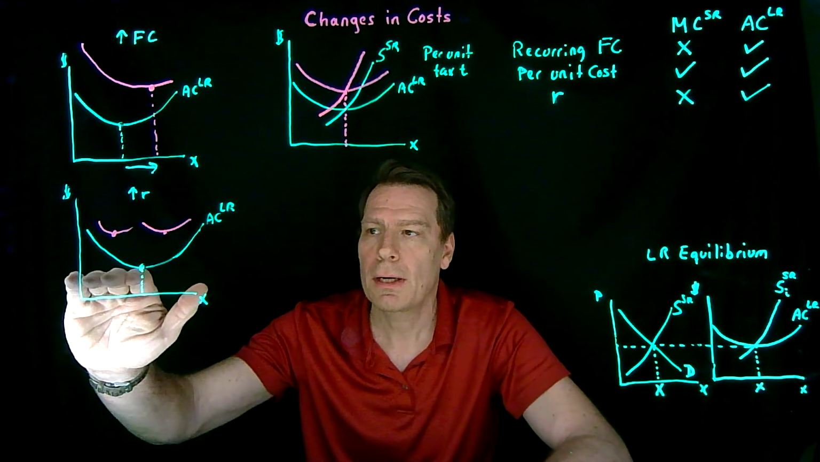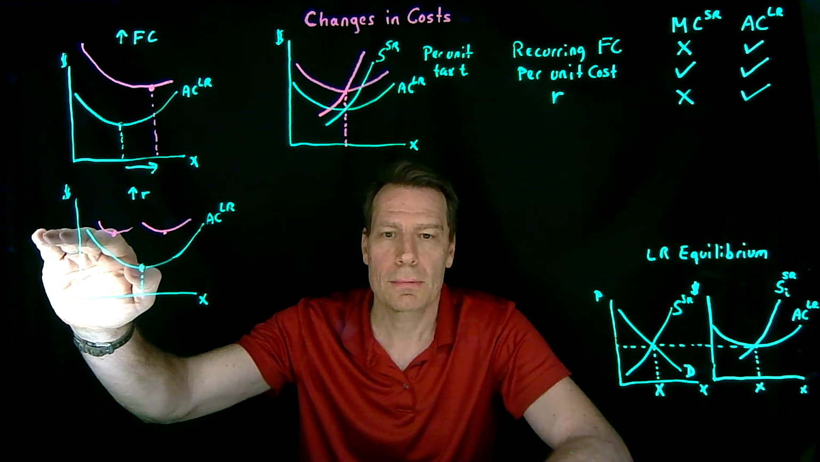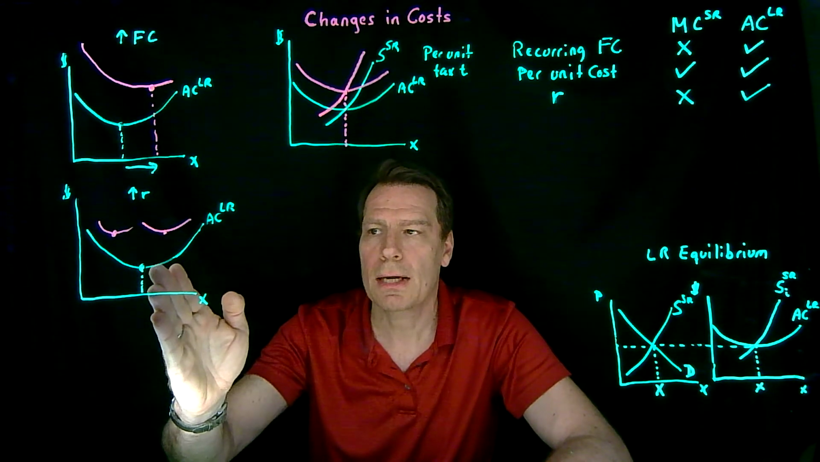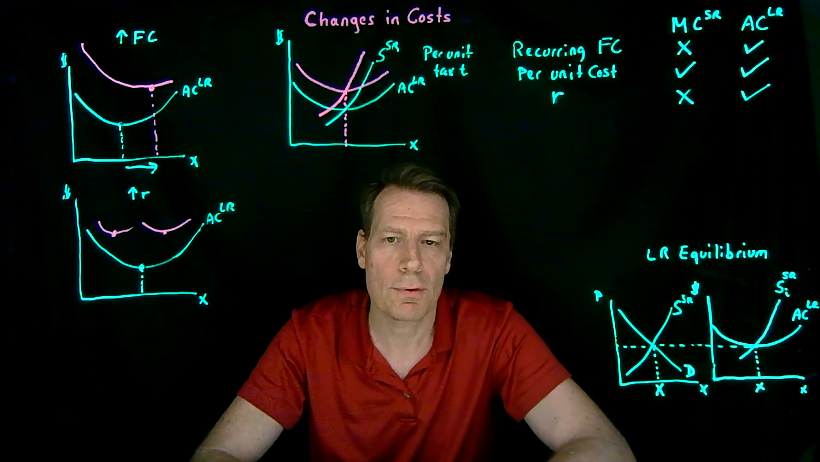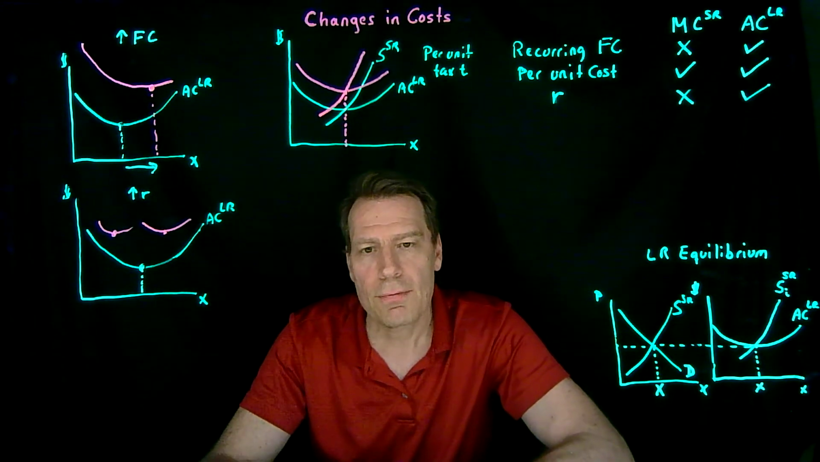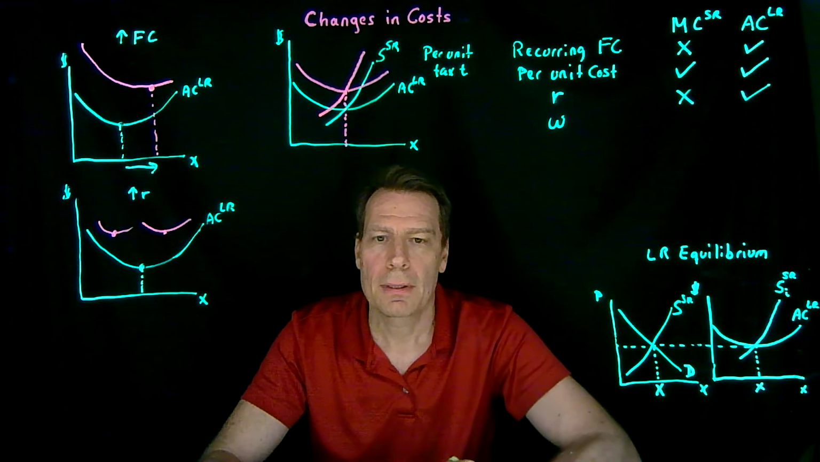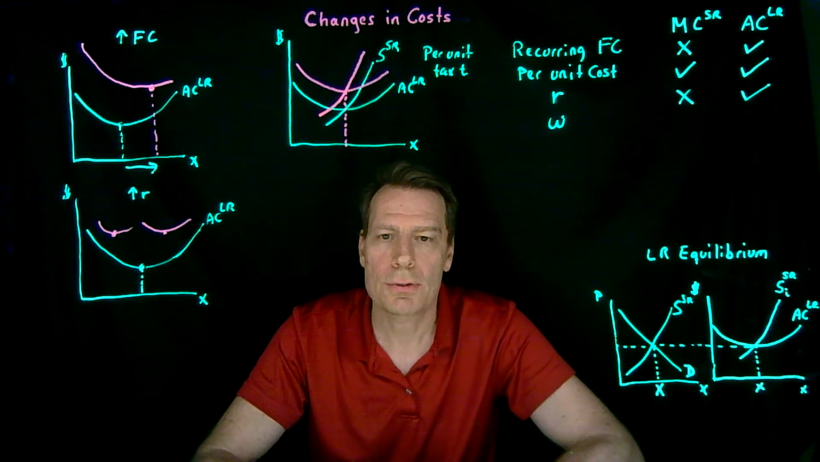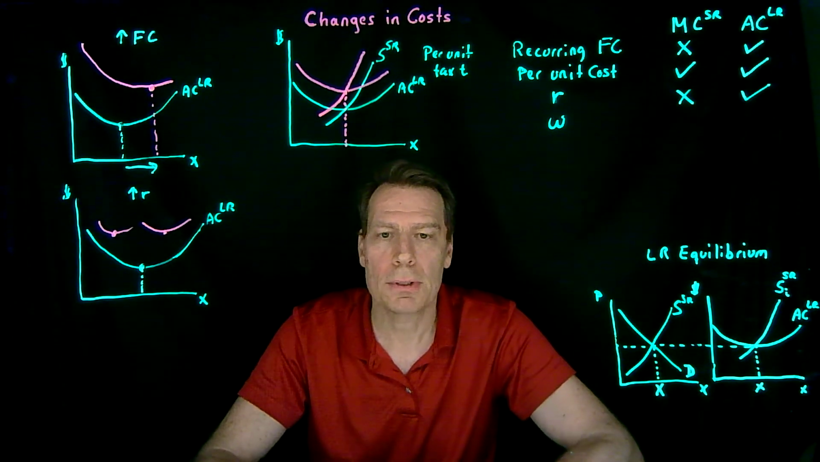What we do know is that it shifts up, so that the long-run equilibrium price is going to rise. But we don't know if the firms are going to end up producing less or more or the same unless we have more information. Finally, we could have a change in the wage. A change in the wage is a change in the short-run cost. Labor is a short-run variable input.